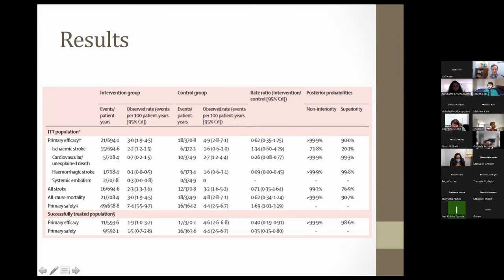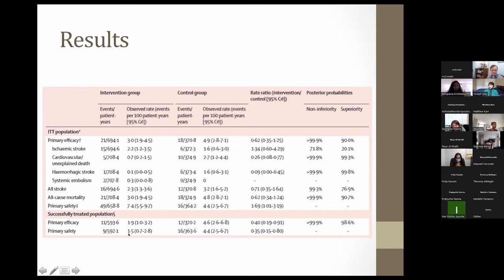So let's take a look. This is the first big row here, the intention to treat analysis. Looking at the primary efficacy overall, you can see that the observed rate is 3 per 100 patient years in the intervention group, and 4.9 in the control group. So it seems like the primary efficacy endpoint is better in the intervention group.